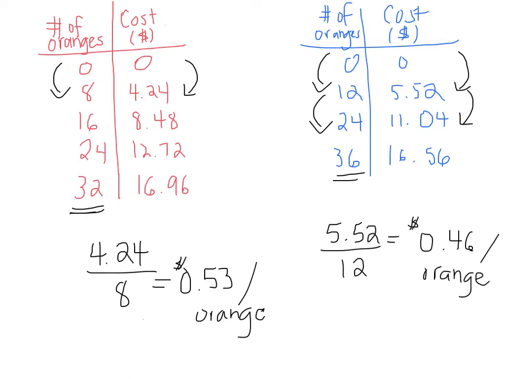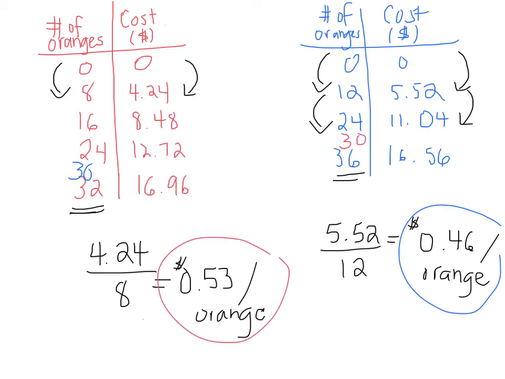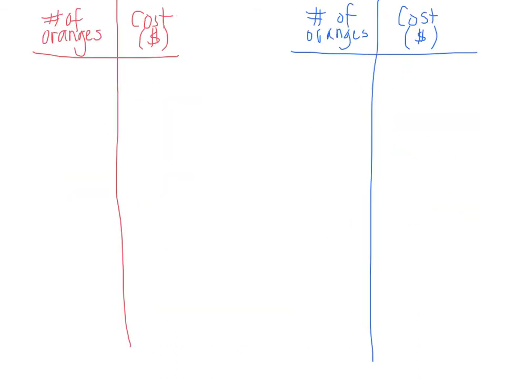Which store is cheaper? Right, store B is cheaper. And the question said, how much less will the oranges cost at store B? So we already knew that it was going to be cheaper. Well, we need to figure out how much it costs for 30 oranges from each store. So how can we use this information in our table of values? Let's create a new table of values.